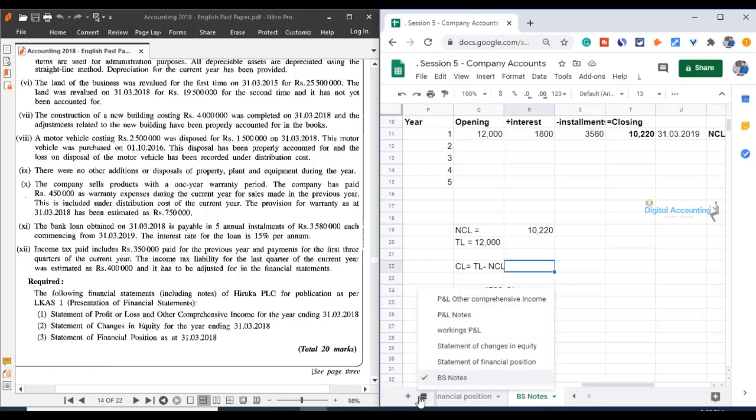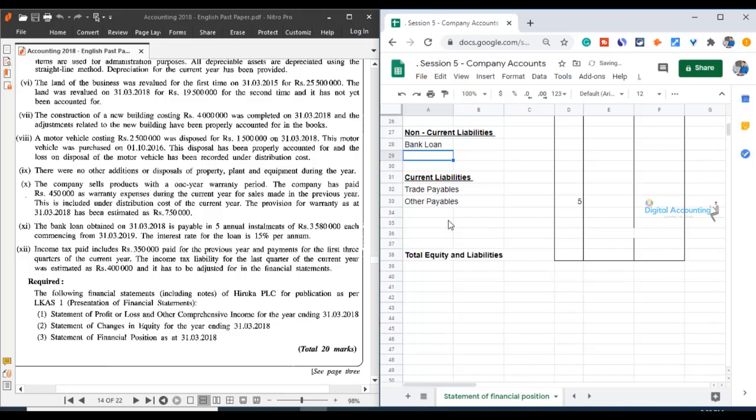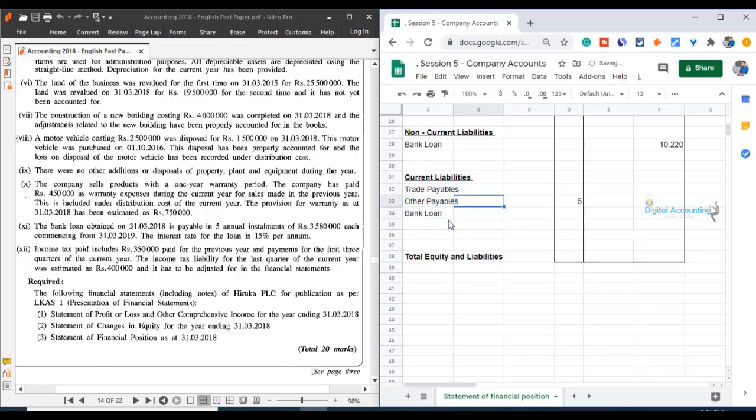So in the balance sheet, under non-current liability, the bank loan is 10,220, and in the current liability, the bank loan is 1,780.